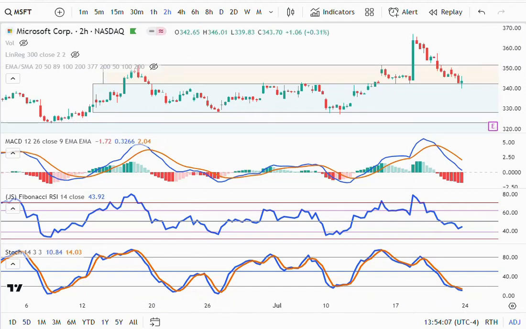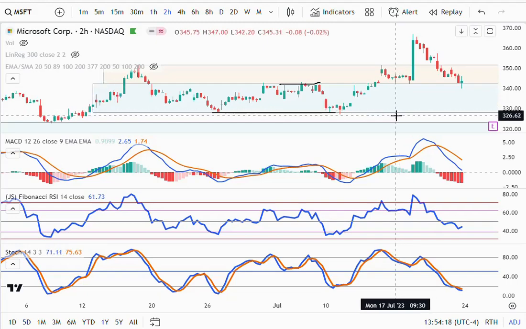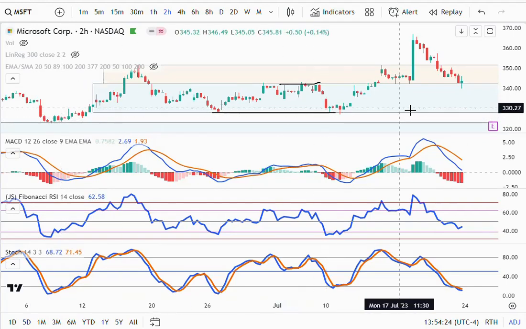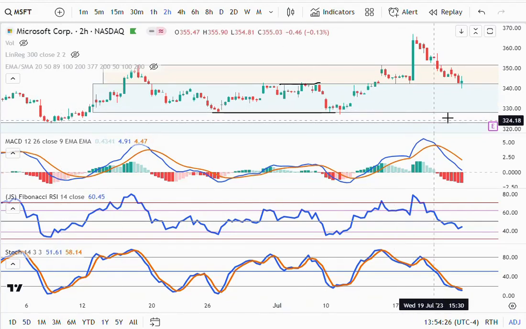On a 2-hour time frame, you can see the structure right here. Right now we are at a support level right here. If this level is breached, then I would look at this level right here, which is around 327, and finally this low right here, which is around 323. Those would be the levels I would be looking out for.